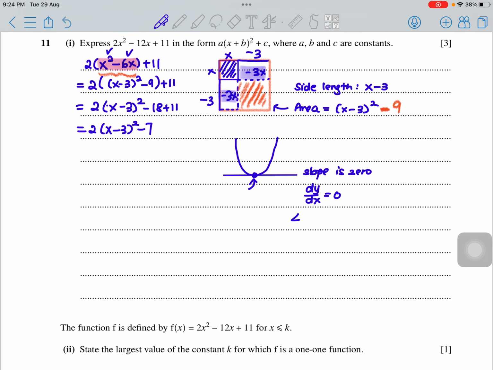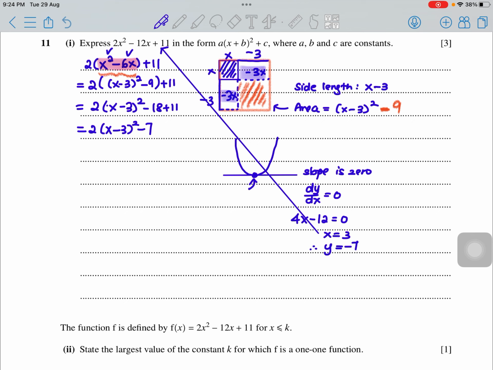So let's differentiate. I get 4x minus 12 equal to 0. My x is equal to 3. For that x equal to 3, what is my y value? You take this x, you substitute here. You will end up with a minus 7. Since you have the turning point, you can try to express it in the completed square format.